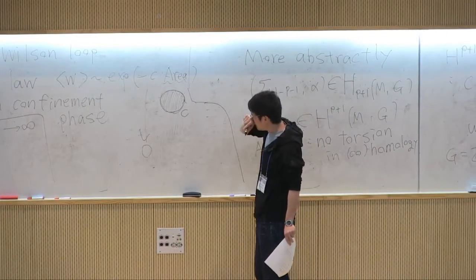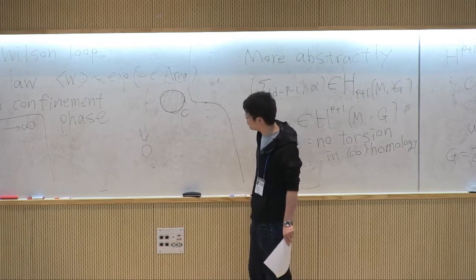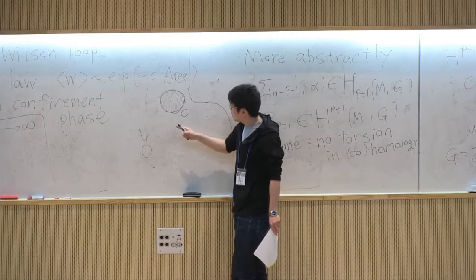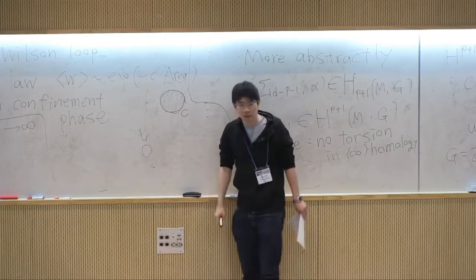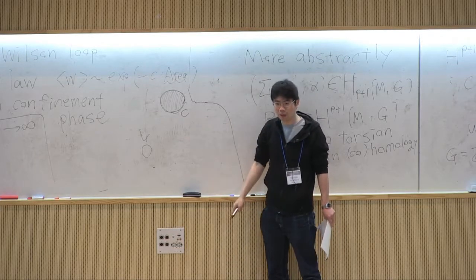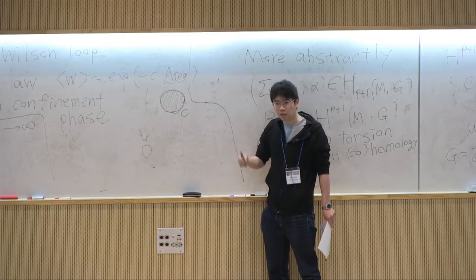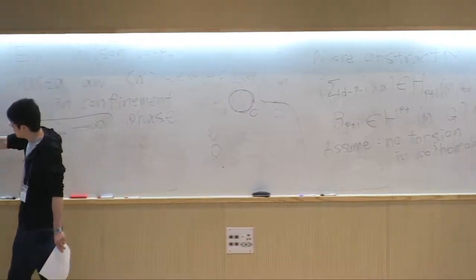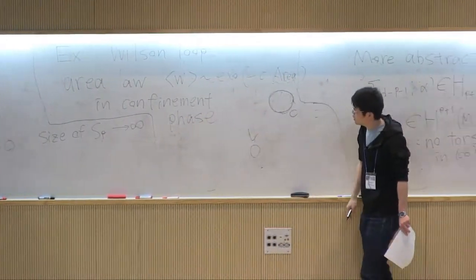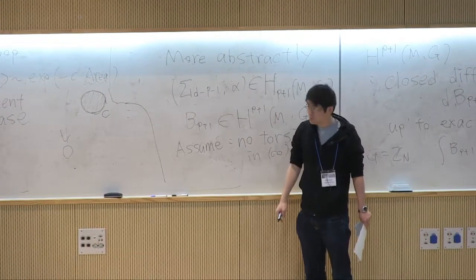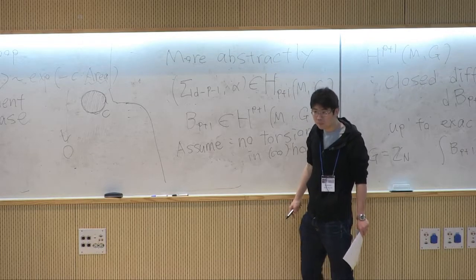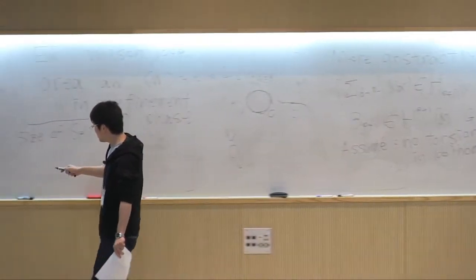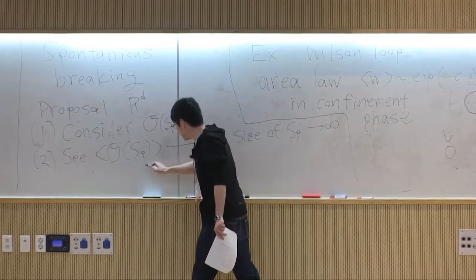And I will later discuss, maybe tomorrow, that this Wilson loop operator is charged under one form center symmetry. And this area law implies that the one form center symmetry is not spontaneously broken in the confinement phase, but it is spontaneously broken in the Higgs phase. So this criterion of symmetry breaking, I think, is inspired by this case of the Wilson loop. If the vev goes to zero, then the symmetry is preserved.